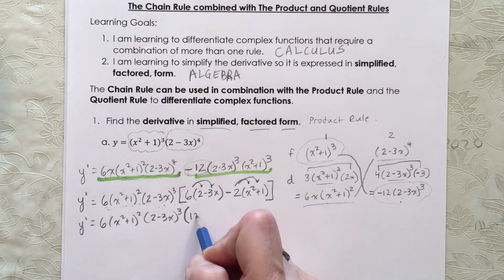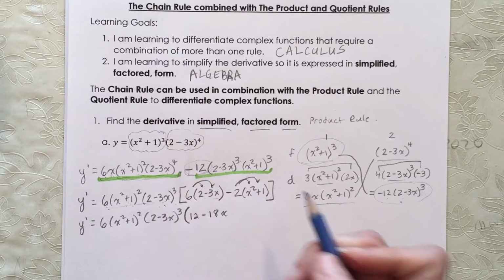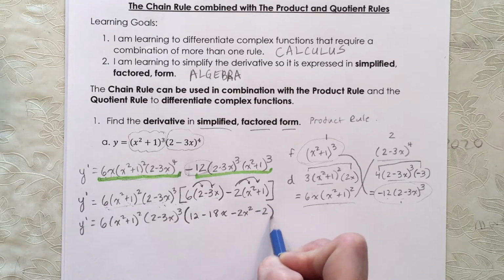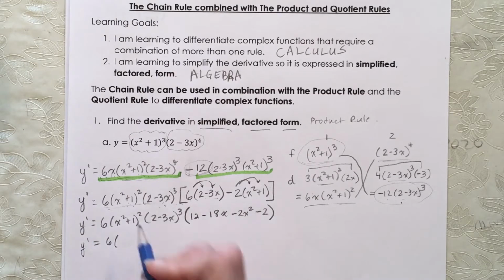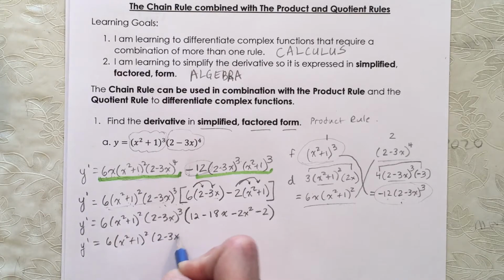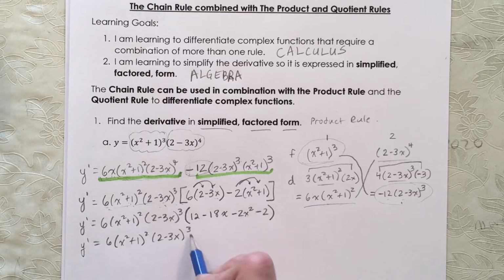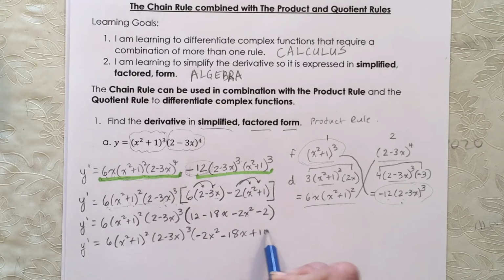So that's going to give me 12 minus 18x. So I'm distributing the 6, minus 2x squared minus 2. Keep going. So then I would organize it, because I see there's an x squared and x in plain numbers, so that I have my x squared term first, followed by my x term, followed by 12 minus 2 is 10.